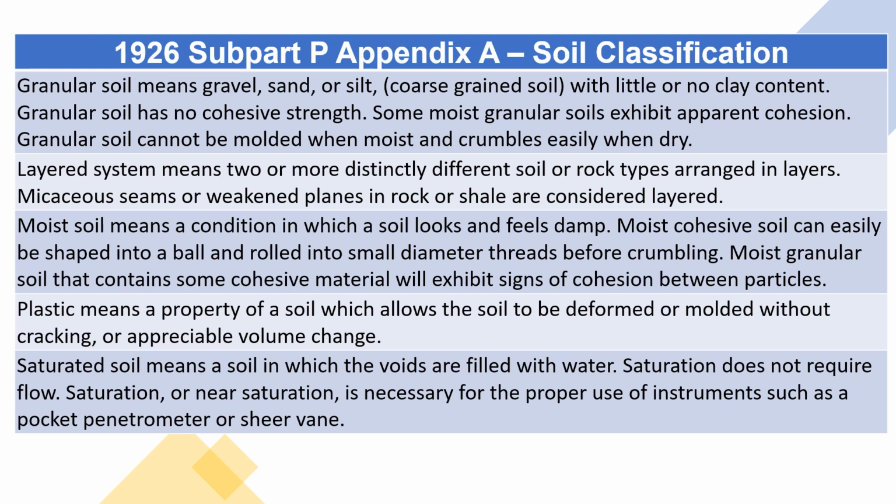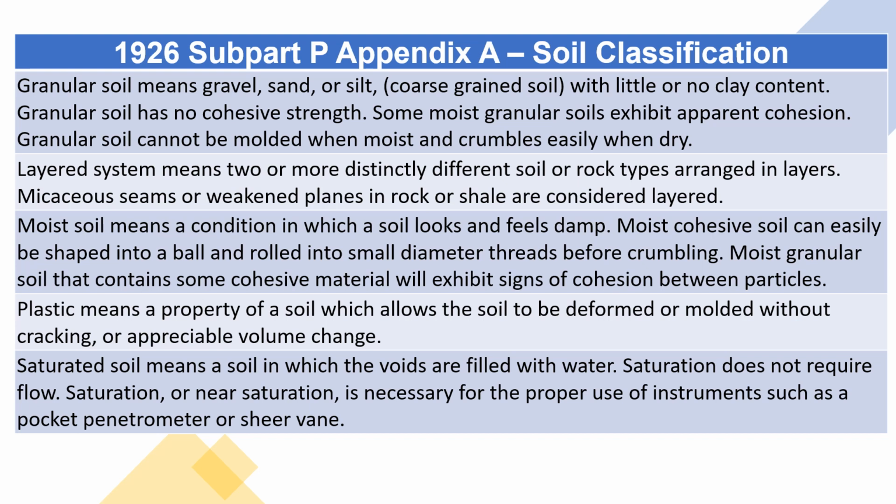Layered system means two or more distinctly different soil or rock types arranged in layers. Micaceous seams or weakened planes in rock or shale are considered layered. Moist soil means a condition in which a soil looks and feels damp. Moist cohesive soil can easily be shaped into a ball and rolled into small diameter threads before crumbling. Moist granular soil that contains some cohesive material will exhibit signs of cohesion between particles. Plastic means a property of a soil which allows the soil to be deformed or molded without cracking, or appreciable volume change. Saturated soil means a soil in which the voids are filled with water.